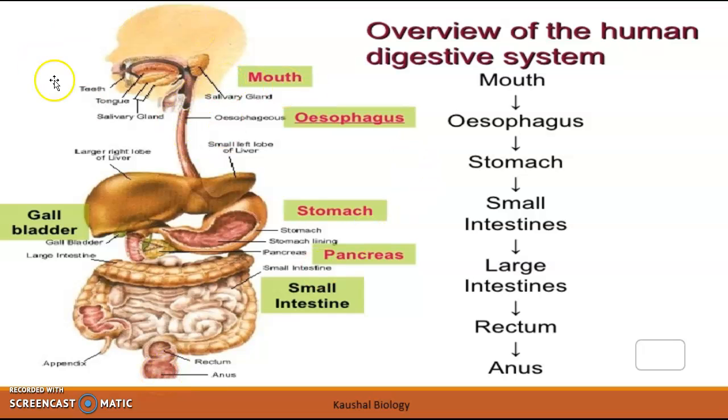So you can see the whole route of the digestive system. It begins with the mouth and ends at the anus. From the mouth, food goes to the esophagus, then the stomach, and from the stomach to the small intestine, where it gets the secretions from the pancreas as well as the liver. Then it reaches the large intestine, rectum and then anus.